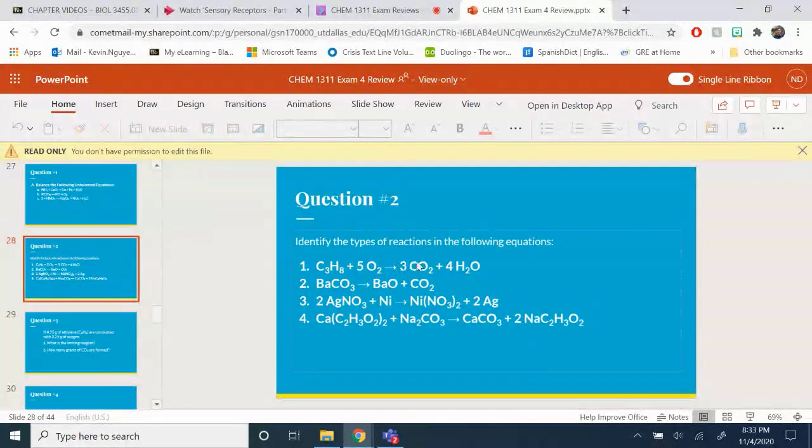Next, you want to look at your products, right? So your products are going to be water and carbon dioxide. So this further confirms the fact that this is indeed a combustion reaction. So awesome job. Typically, whatever reacts is going to be comprised of carbon and hydrogen at the very least, and sometimes it has an oxygen within the molecule, but it's usually a large molecule.